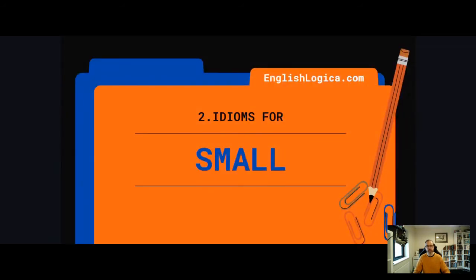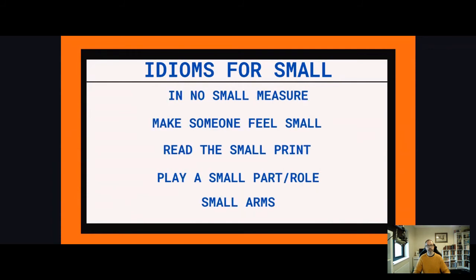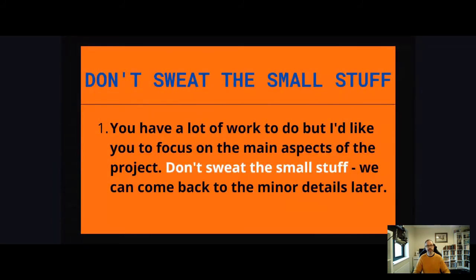Now we just move on to our idioms for small. These are idioms that just have the word small in them or are related to being small. So: don't sweat the small stuff. Big fish in a small pond. The small hours. Engage in small talk. Good things come in small packages. In no small measure. Make someone feel small. Read the small print. Play a small part or role. And small arms. Let's look at an example for each one of these.